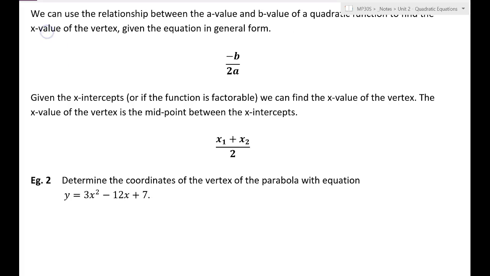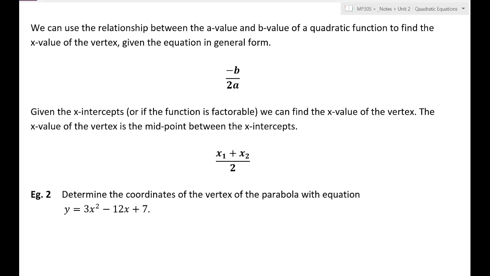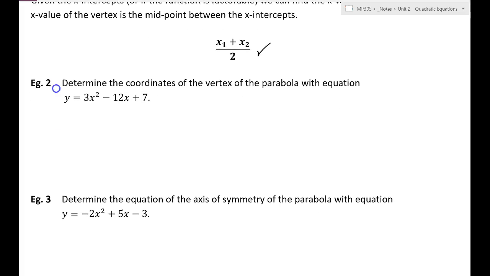Okay, some other things that we can use in order to manipulate our general form into vertex form is this equation here. This value, if we calculate negative b over 2a, gives me my x value for my vertex. And then we can use this equation here to find the midpoint between my x-intercepts if I'm given my 2 intercepts. So we've already worked with this one, but we have never worked with this minus b over 2a.